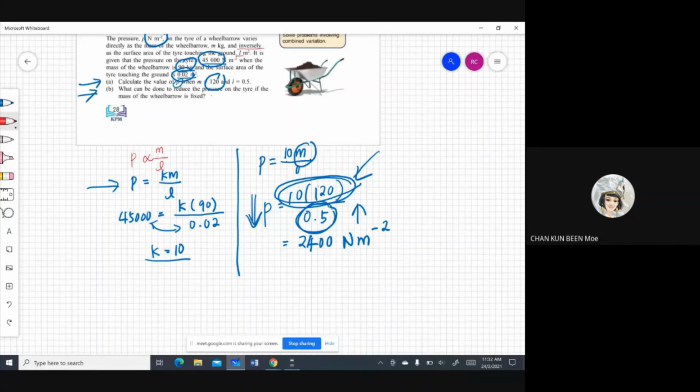Okay, if it's the other way around and they want to increase the pressure, then you have to decrease the value of the area.